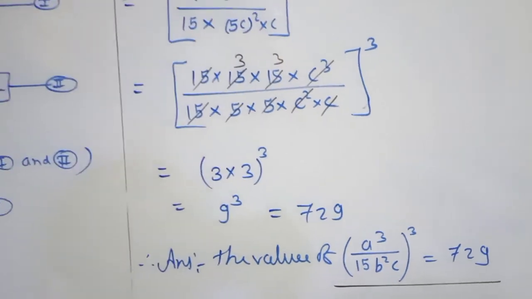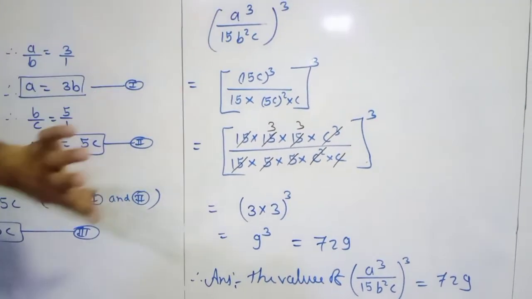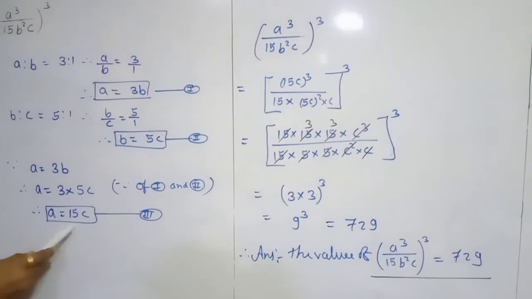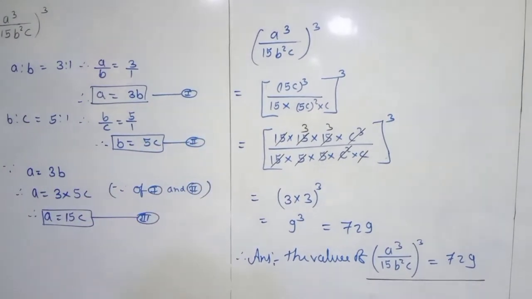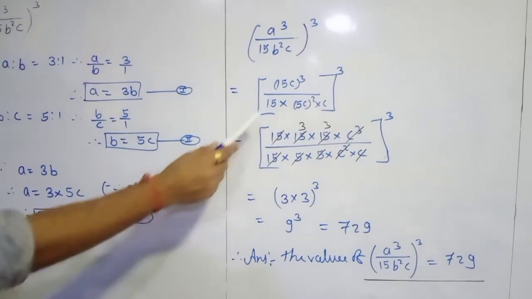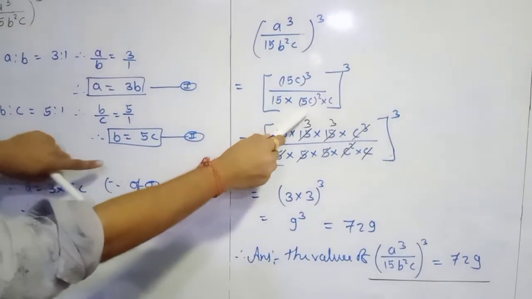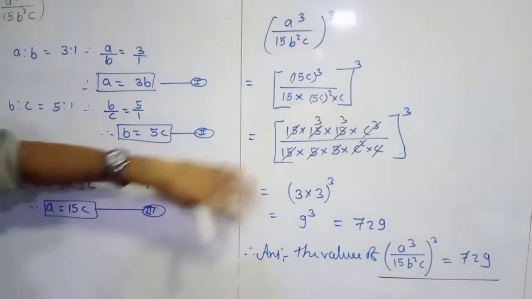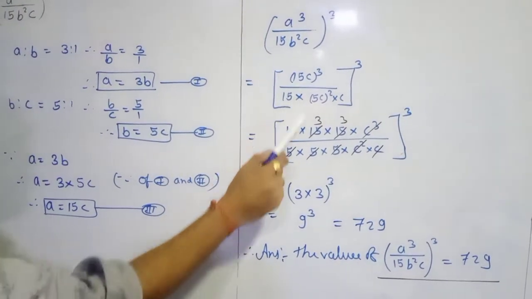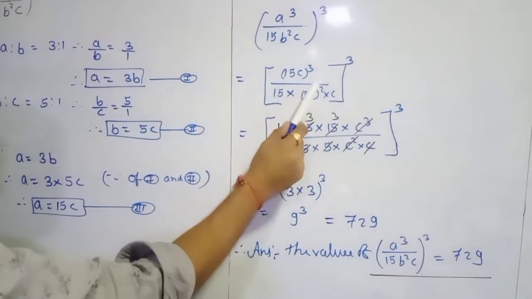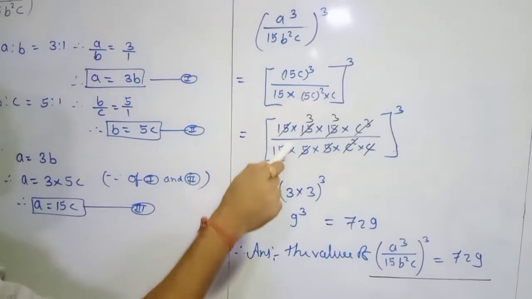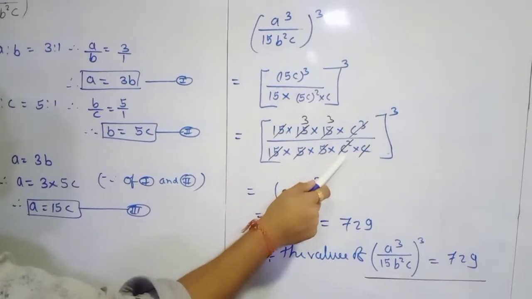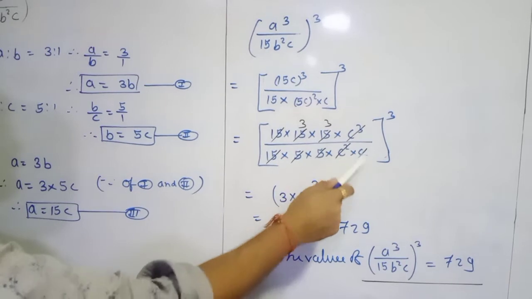Once again, we have A cube upon 15B square C, and whole cube. At the place of A, we found 15C. We substituted 15C and cube. 15 we already have. At the place of B, we have written 5C square, and C we already have in the question. Just elaborate it. Can we write 15 into 15 into 15, 3 times, of the cube as C cube. Denominator: 15 into square of 5, written 2 times, and here we got C square and C, that is C cube.